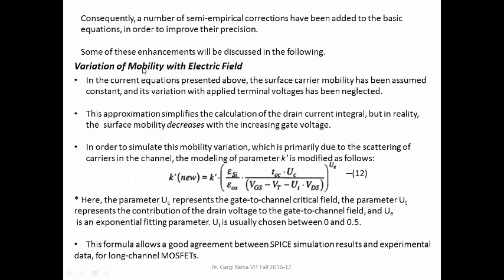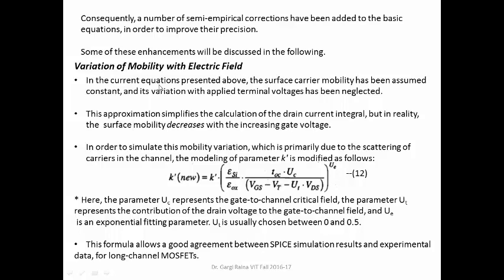So in order to overcome these deficiencies, there are a number of semi-empirical corrections that need to be added to the basic equations, once again with the view to improve their precision. So some of these enhancements are discussed now. One is related to the variation of the mobility with electric field.